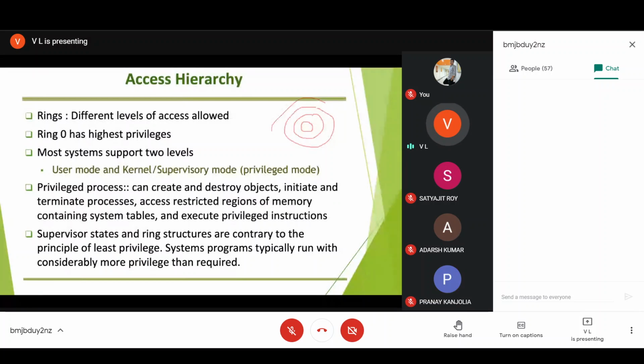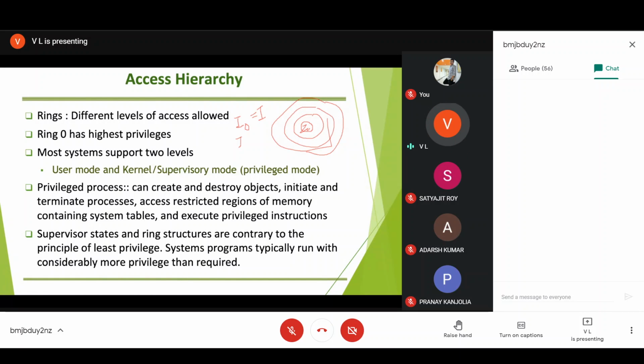So naturally at ring 0, all the hardware instructions can be executed, and this is the highest privilege. Ring 1 will have access to all the instructions except for some instructions which are allowed only in ring 0. Ring 2 will have again a subset. So here let's say I is the instruction set. At I0 you can access the complete instruction set. All the instructions can be executed at ring 0.